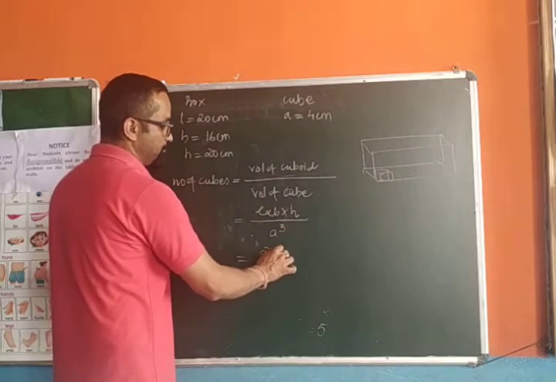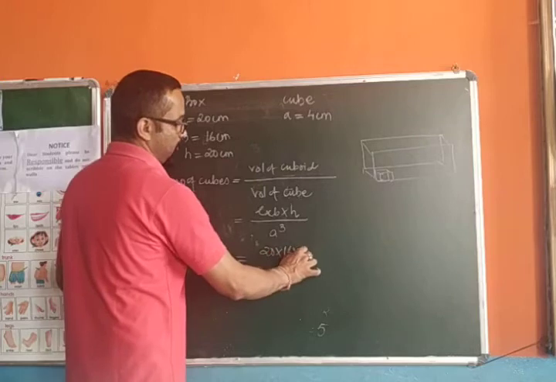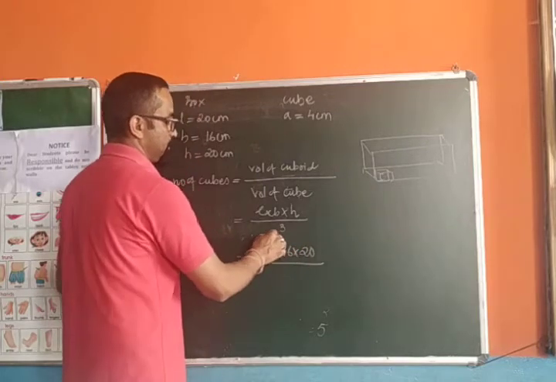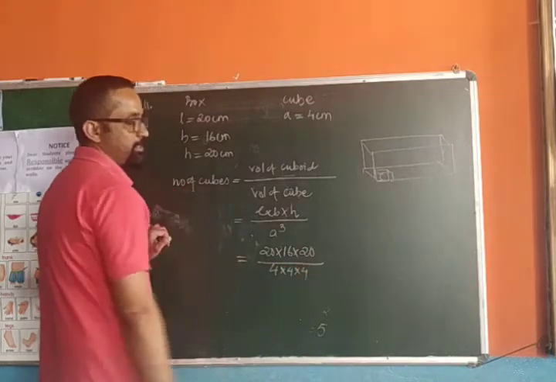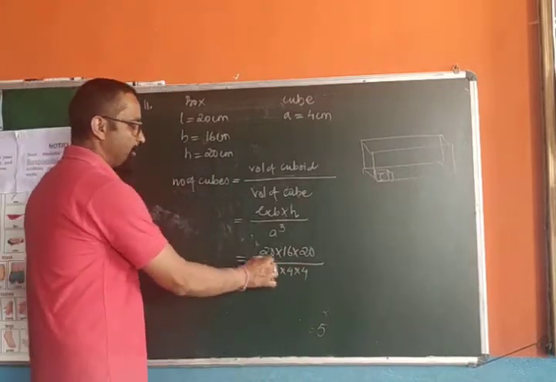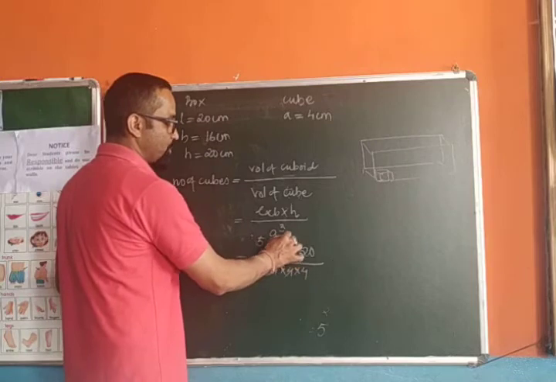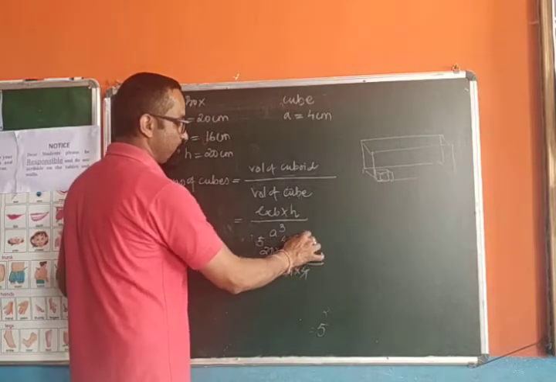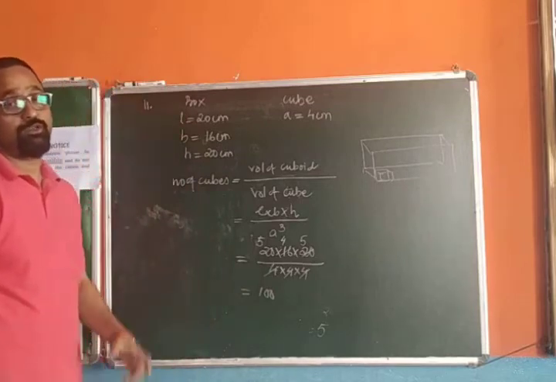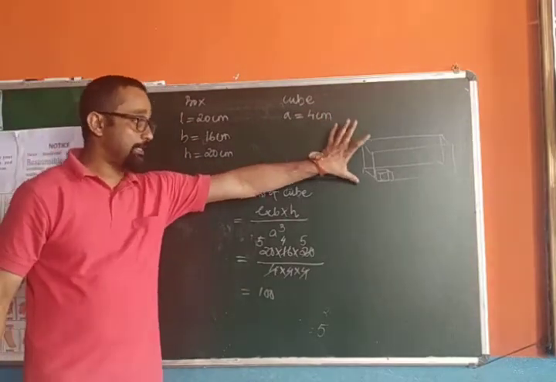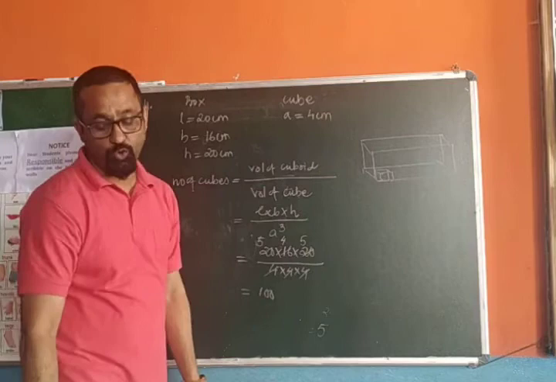Length is 20, breadth is 16. 20 divided by side 4. Cancel it. 4 5 times 20, 4 times 16. You multiply this, you get 100 cubes. 100 small cubes are put inside this cuboid.